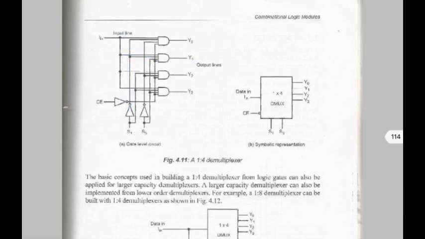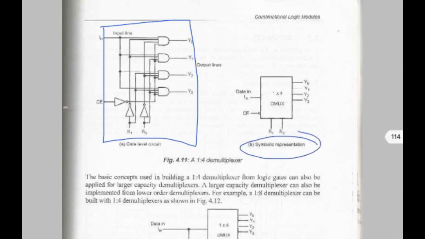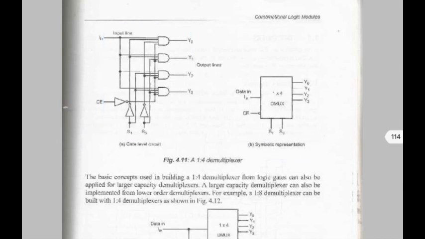So having said that, we need to talk about the gate level implementation of this 1 to 4 line demultiplexer, the symbolic representation of that 1 to 4 line demultiplexer. And all we are saying is that everything gets inside that box.